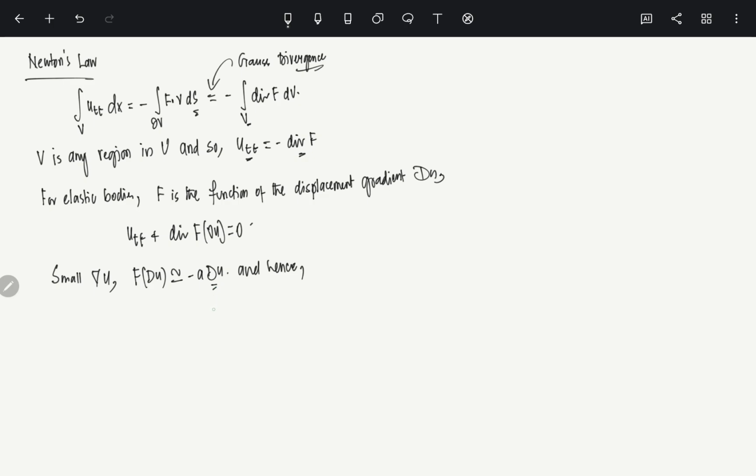What we have is, you can have a linearization and write it like this: u_tt minus a times the Laplacian of u equals c. Is this okay? So this is the wave equation interpretation.